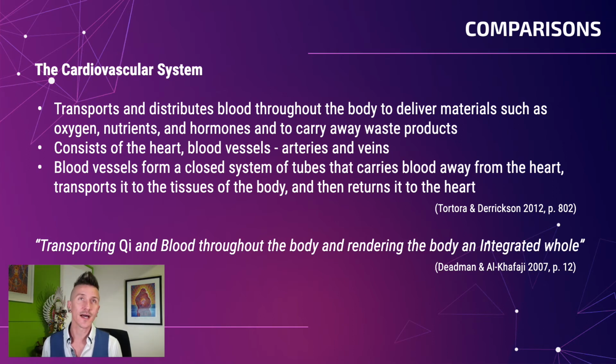It consists of the heart, blood vessels, arteries, and veins. Blood vessels form a closed system of tubes that carries blood away from the heart, transports it to the tissues of the body, and then returns it to the heart.